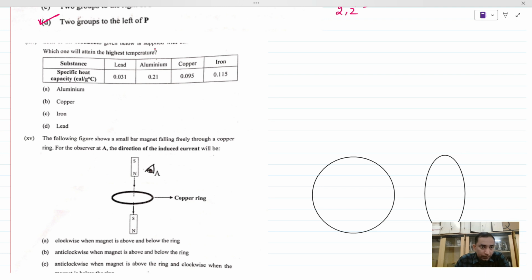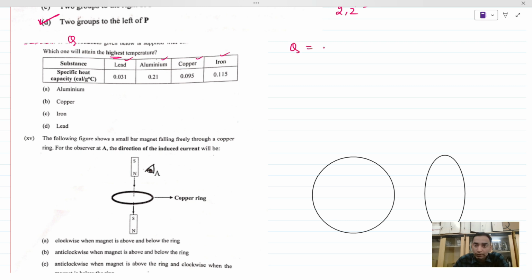Okay, now here I have some misprinting over here. This says that you are giving the same amount of heat energy. The same amount of heat energy is given to lead, aluminum, copper and iron, provided they have the same mass also, right? Then which one will have the highest gain in temperature? Which one will attain the highest temperature?